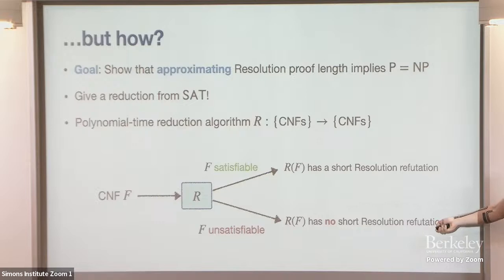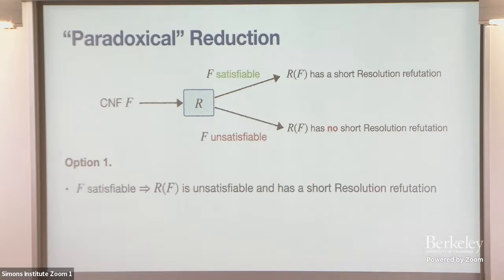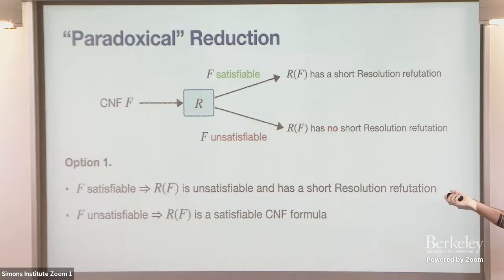I haven't told you anything yet. This is basically content free if you know the definition of a reduction, right? But I want to point out that this is a very weird thing to believe should exist. How could we come up with such a thing? So here's a first option, which I think is kind of obvious if you just think about it for 5 minutes. Well, if F is satisfiable, I'll output some formula that has a short resolution proof. And if F is unsatisfiable, well, then I'll just output a satisfiable formula. That has no short resolution proof, right? This is one obvious reduction to do.